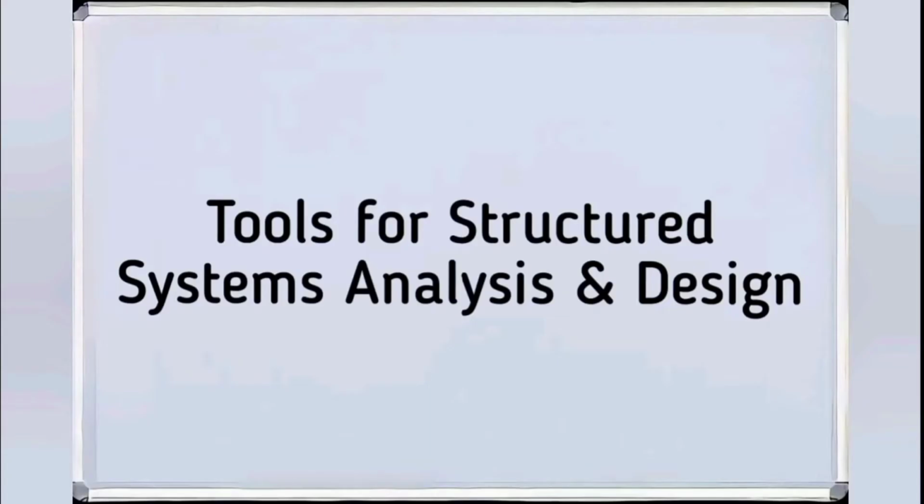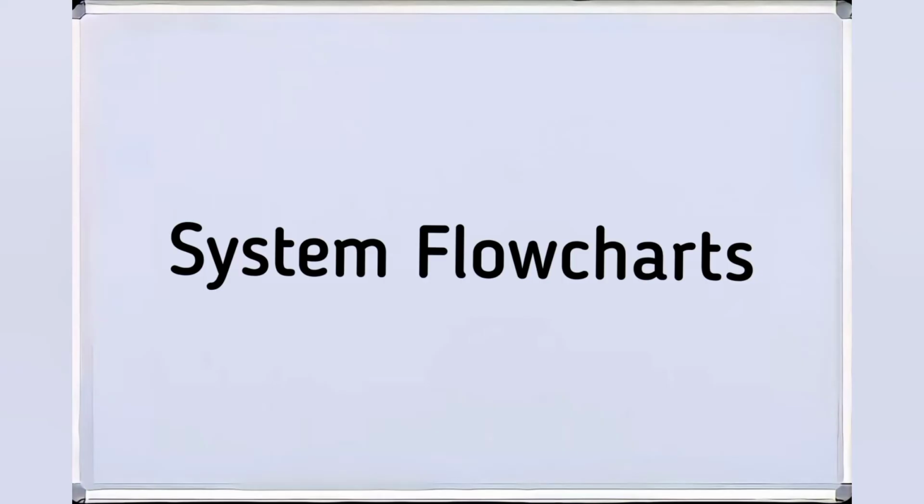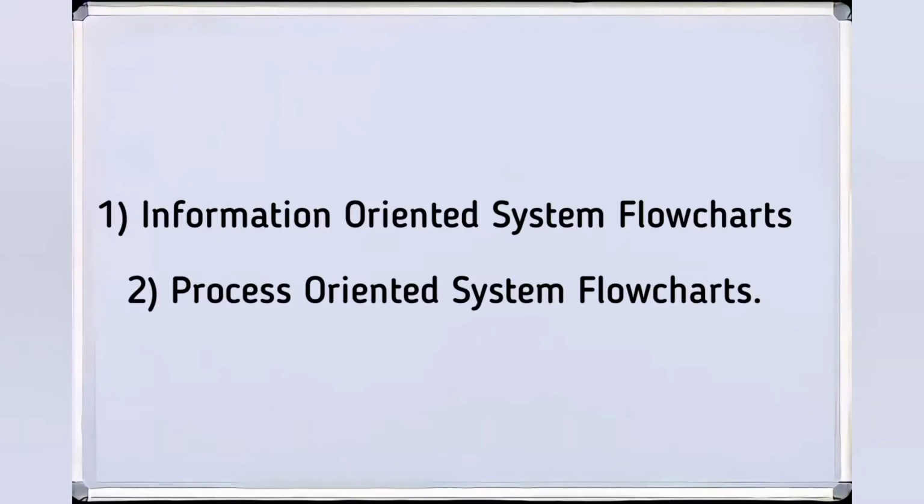Tools for structured system analysis and design. Sixth one, system flowcharts. There are two types of system flowcharts: information-oriented system flowcharts and process-oriented system flowcharts. First one, information-oriented system flowcharts.